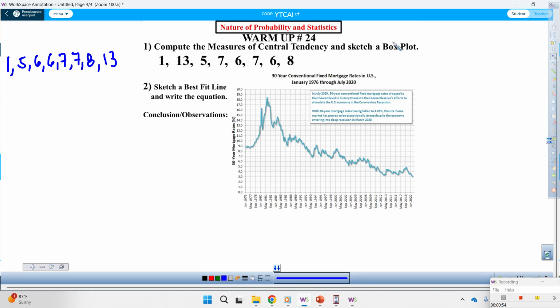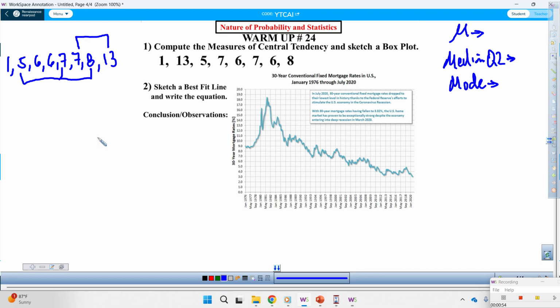From there, I need to find my mean, median, also known as Q2, and mode. So, according to this, the mean, I need to add all numbers. Let's see, without a calculator, here I go. 13 plus 7, that's 20. 8 plus 7, that's 15, plus 5, that's another 20. So that's 40. 6 plus 6 plus 1 is 13, so the total is 53.